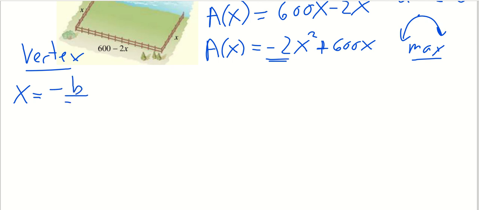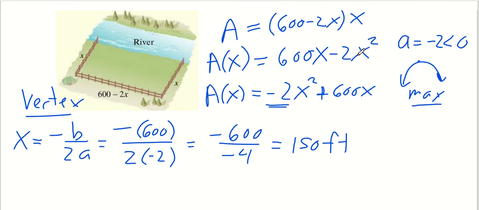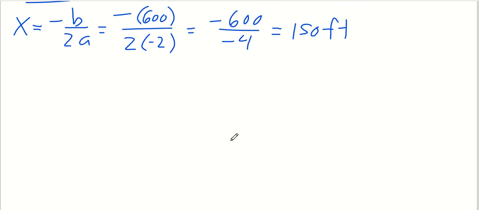It's x equals negative b over 2a, like this. The value for b is 600. The value for a is negative 2. So we get negative 600 divided by negative 4, which is going to be 150. So the width that's going to provide the maximum is going to be 150 feet.